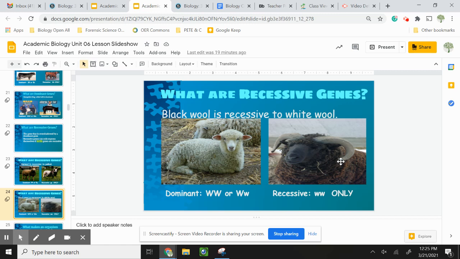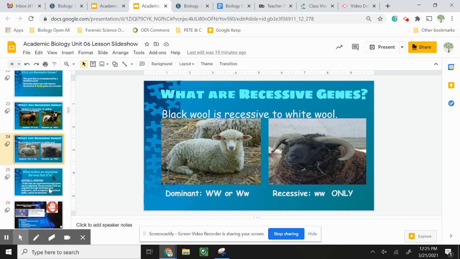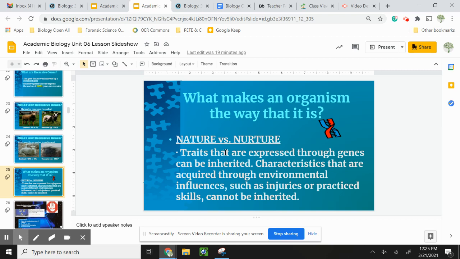Black wool is recessive to the white wool. Big W, homozygous. Big W, little w, heterozygous. Little w, homozygous recessive. All right. So when we think about what makes an organism look the way that it looks, we think about nature versus nurture. Traits that are expressed through your genes can be inherited. Characteristics that are acquired through environmental influences, such as injuries or practiced skills, cannot be inherited.